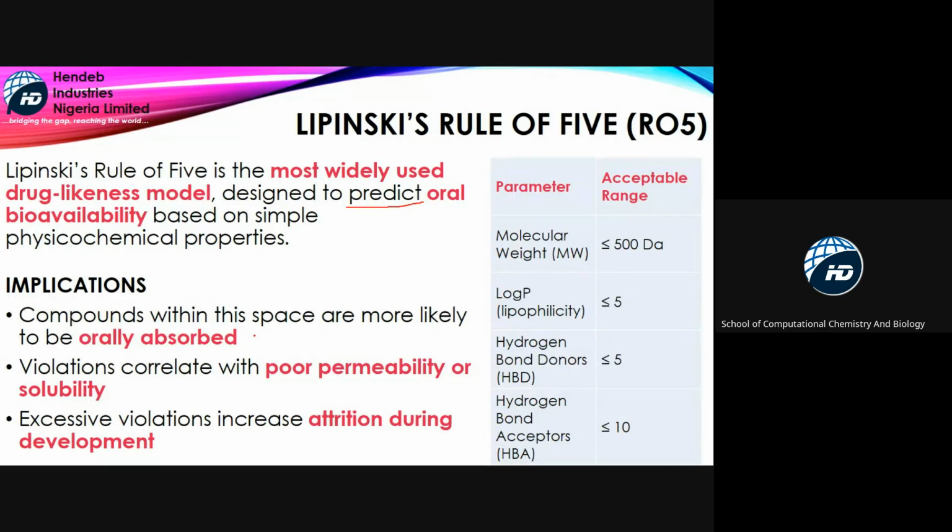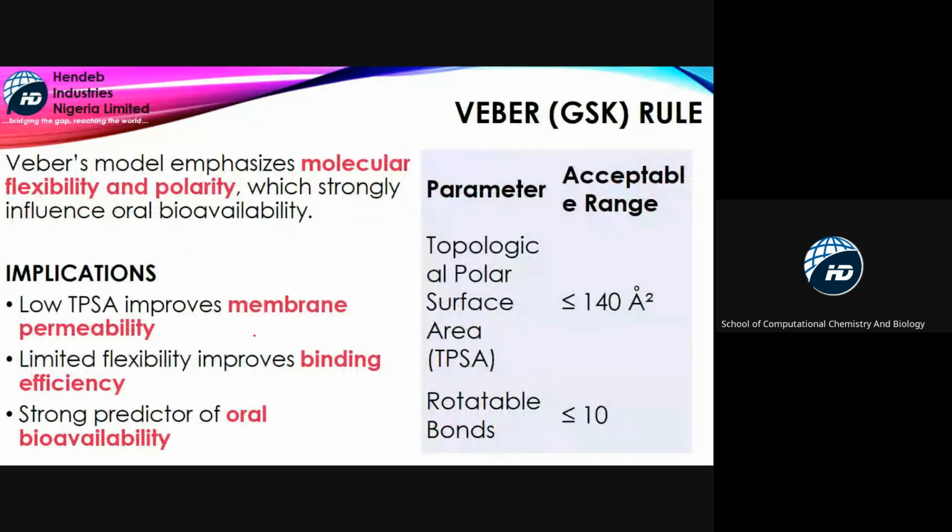The next rule, the next model, is the Veber or GSK rule. It is saying that the Veber model emphasizes molecular flexibility and polarity. So here it is the polarity, which strongly influences oral bioavailability.